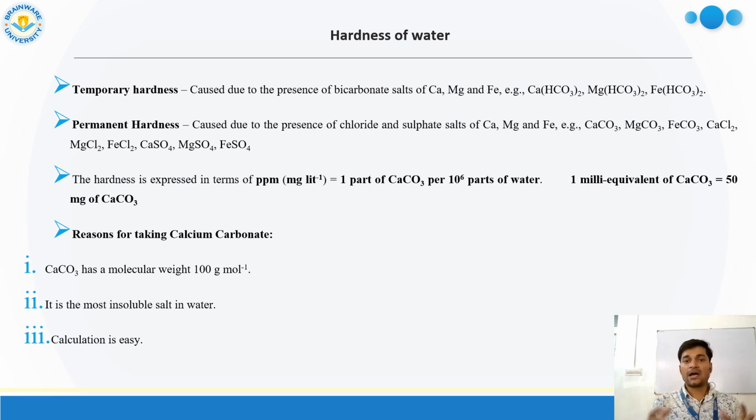So that is why hardness measurement within the water is one of the essential things nowadays. If your water contains a high amount of hard material, that is also not good for drinking water. Normally we can measure hardness of water as 1 part of calcium carbonate to 10 to the 6 parts of water. So 1 milli equivalent of calcium carbonate is equal to 50 milligram of calcium carbonate. We use calcium carbonate because it is pure and insoluble in water.